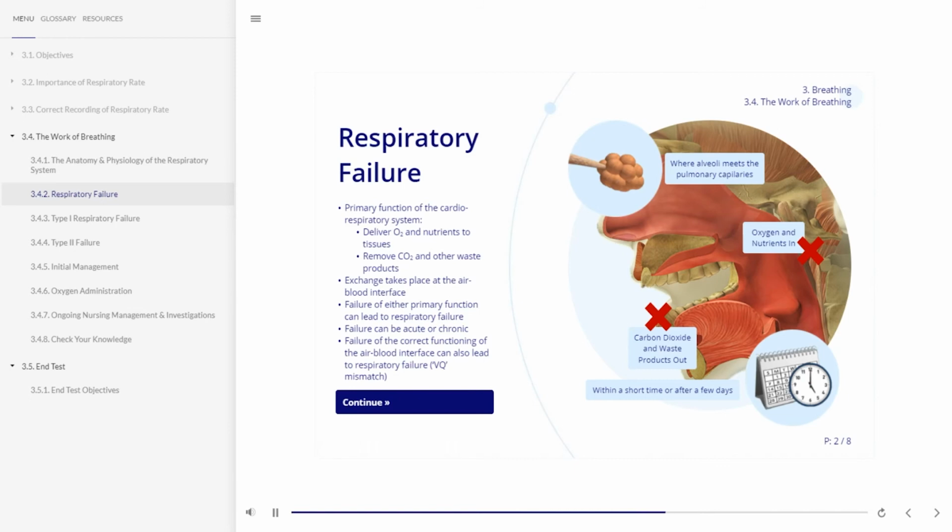The functioning of the air-blood interface is also important because there can be enough oxygen in the alveoli, but if there is not enough blood to carry the oxygen to the tissues, then respiratory failure can occur. This is sometimes called the ventilation-perfusion mismatch or VQ mismatch. Press Continue to find out more.